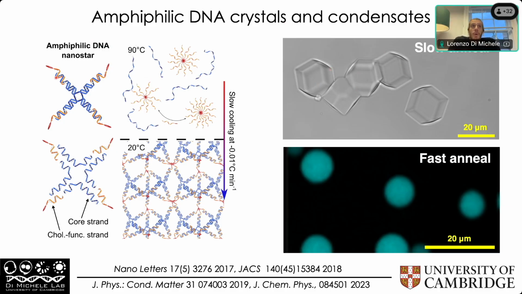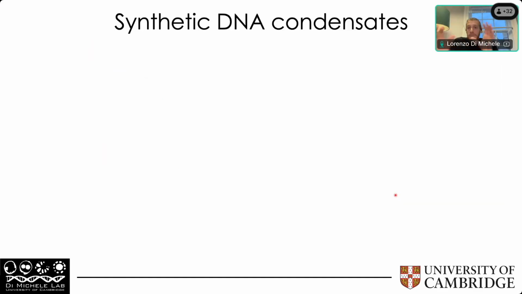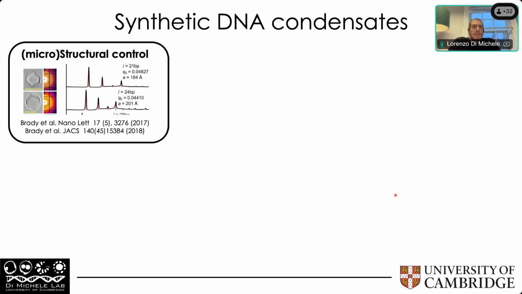So if you anneal them quite slowly, these objects will form crystals, but if you anneal them fast or you change the designs in certain ways, you can make them form liquid condensates or amorphous gel-like spheres, as you can see down here. So again, I won't have time in this lecture to go through all of this, but over the years, we managed to give a lot of very interesting properties to these DNA condensates.